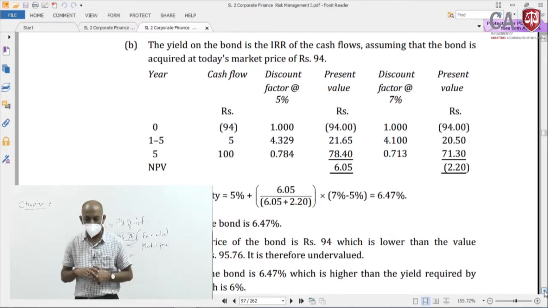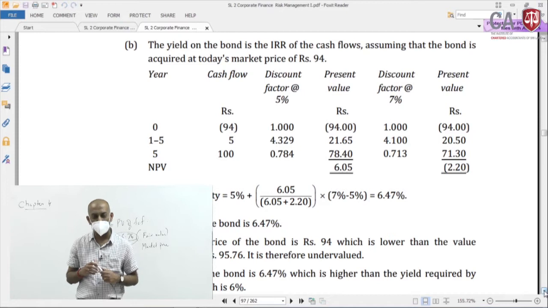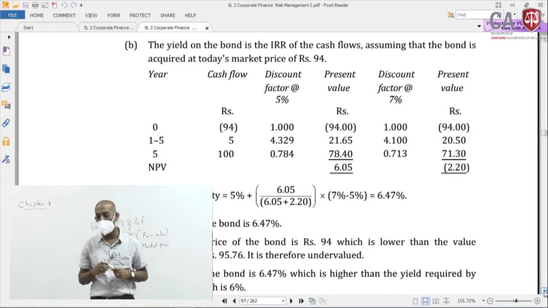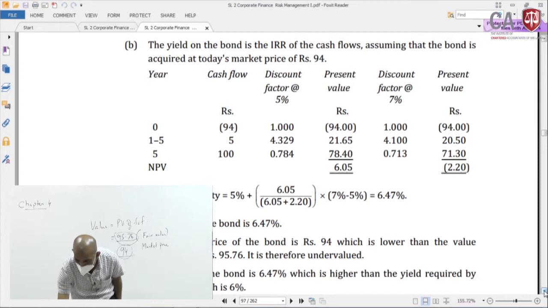Answer, your yield is 6.47. Your yield of the instrument is 6.47. IRR of your cash flows, which is the discounting rate, 6.47. So they say that on your 94 rupee investment, annually I get 5 rupee interest, at the end of 5 years I get 100, my return, the yield, is going to be 6.47.